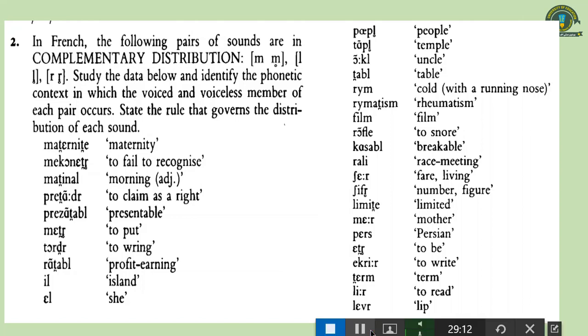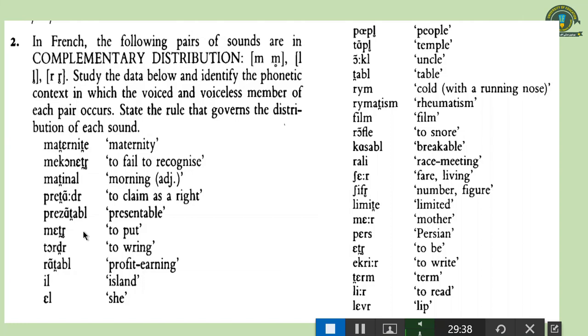Okay, now we are going to see how these sounds are in complementary distribution to each other. We will look at the instances of r, where r is devoiced, where r has lost its voicing, and where it is still voiced.